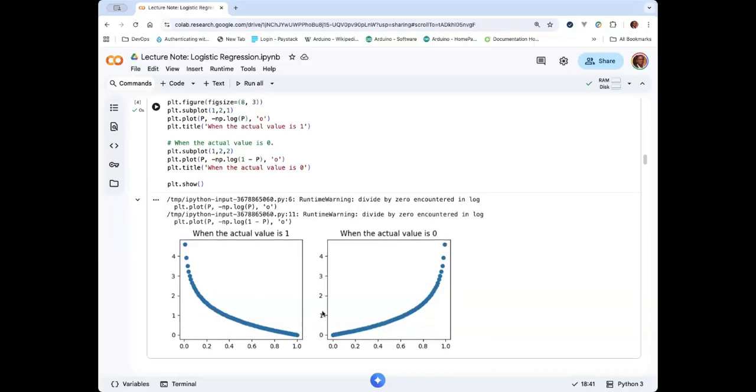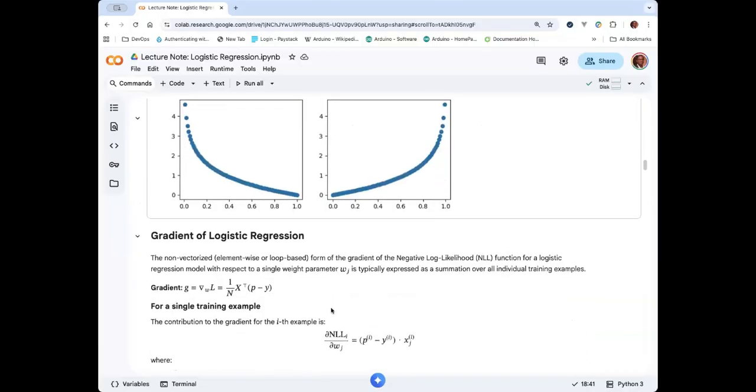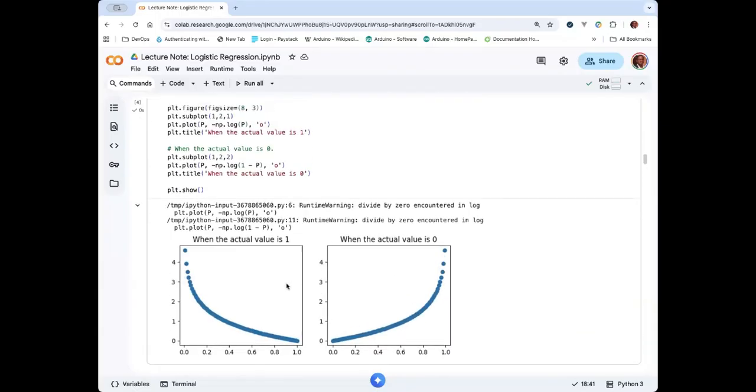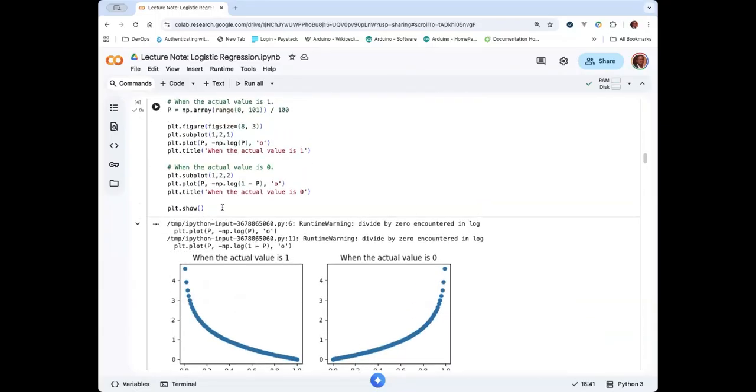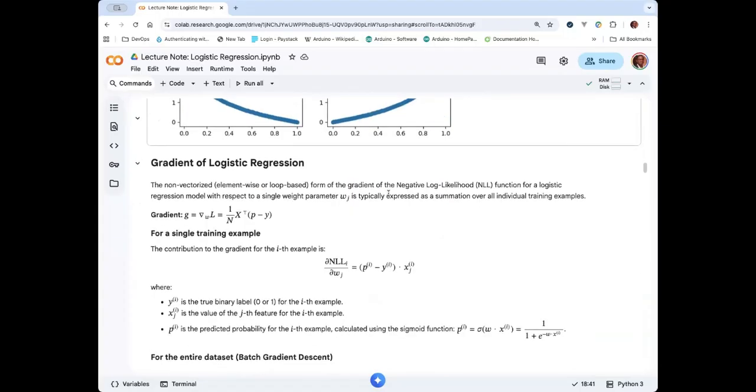So by combining those two, if I were to do the full negative log likelihood, you would see it is an interesting curve as well. But this is how you combine those two. So that is where we got to.